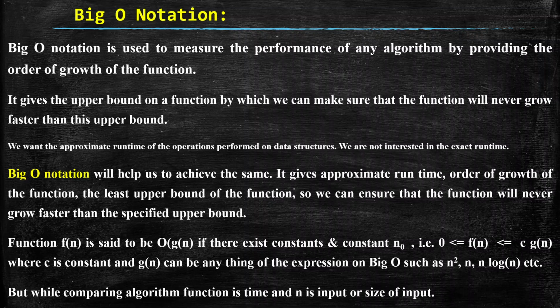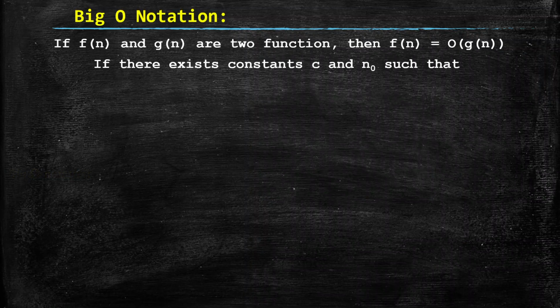Okay, so by calculating, we can see if f(n) and g(n) are two functions, then we can say f(n) equals big O of g(n). So big O of g(n) is always greater than f(n). So if there exist constants c and n0, such that f(n), this growth function, is always less than big O. To prove this, we have to find the constant value.